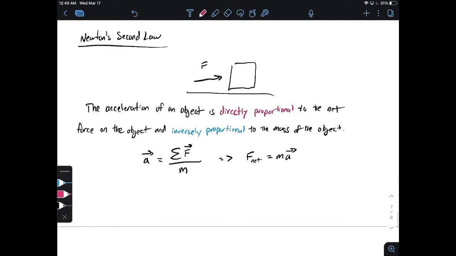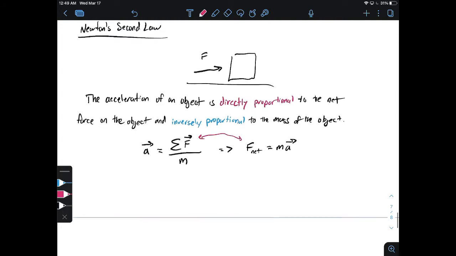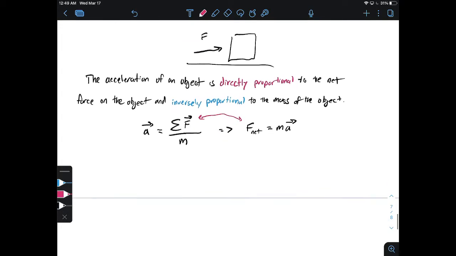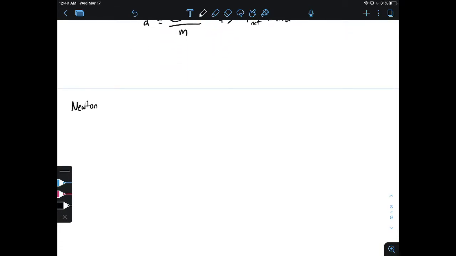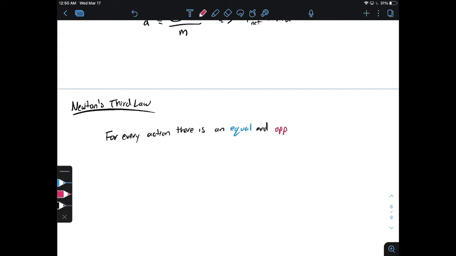And I just want to relate these two. That's the same thing. Okay. And just note that force is measured in newtons, but that should be fine. Now, Newton's third law. For every action, there is an equal and opposite reaction.